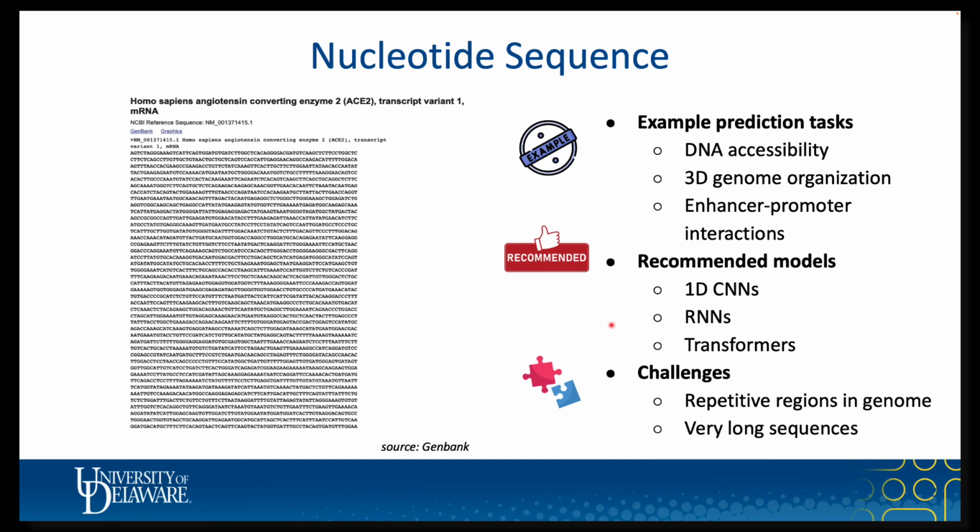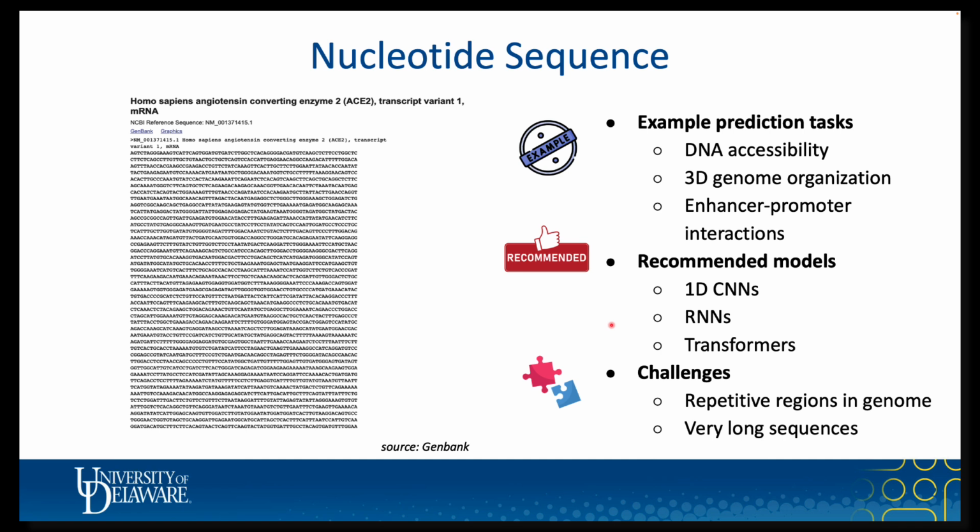Some challenges that nucleotide sequences pose on machine learning is that they may contain repetitive regions, and repetitive regions can dominate the input, leading to overrepresentation of certain patterns. Thus, the model may overfit to these patterns rather than learning generalizable features.